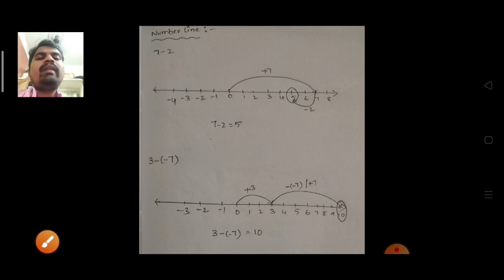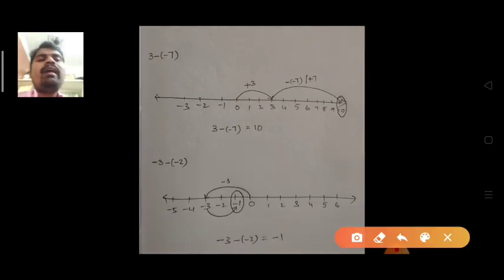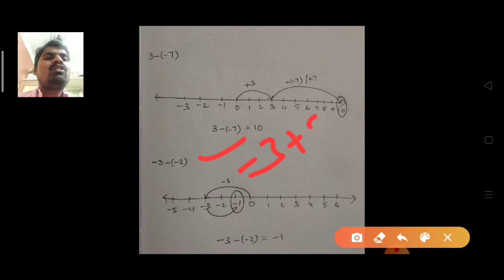Next you observe the final diagram here, minus 3 minus of minus 2. So you have to do the one step here. Minus 3, okay, negative, no problem. Again here minus of minus is there. So minus of minus, minus into minus is plus. So 2. Now start the diagram.